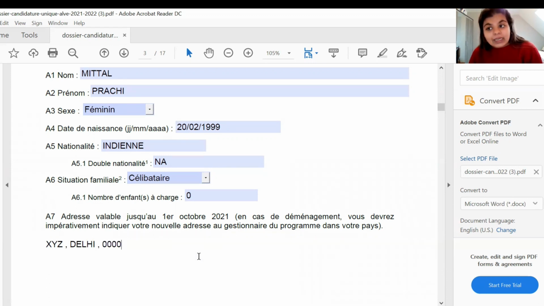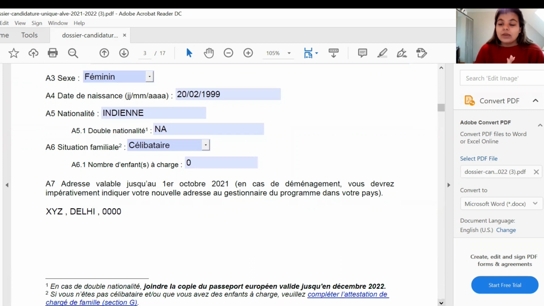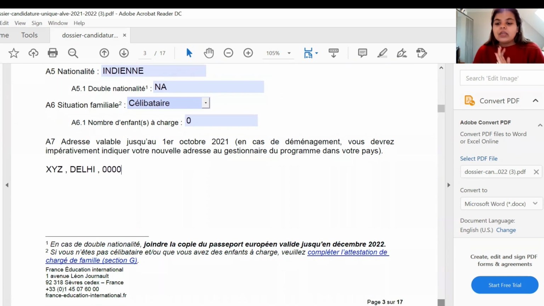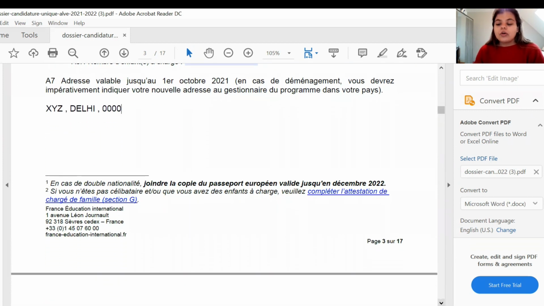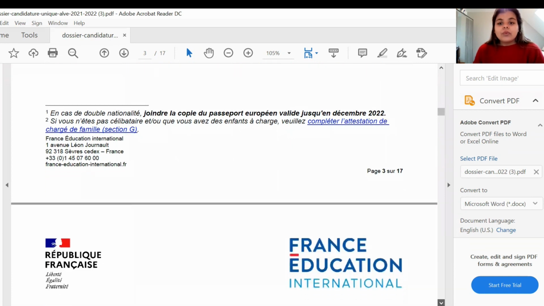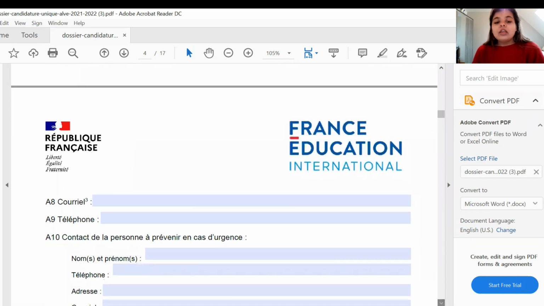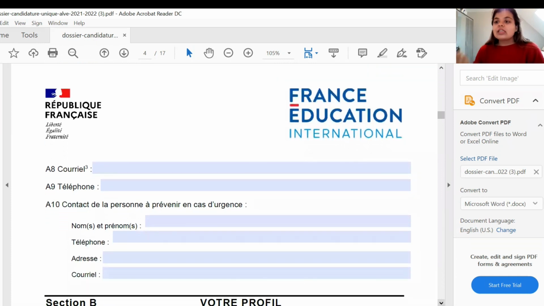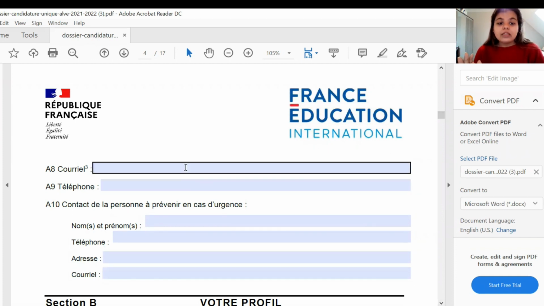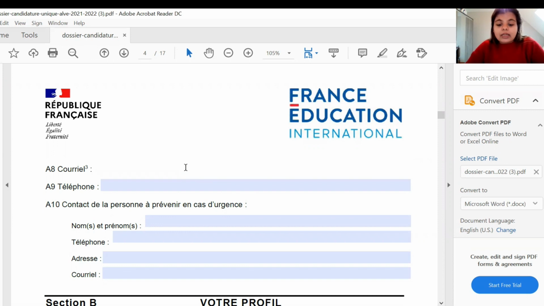So you write your complete address, and in case you are thinking to shift your house in the next year, then you mention that as well. Please guys, please be very careful while filling this form. Otherwise, it's not going to harm you, but later on he's going to message you asking for the same information and the proof. So it's better you do the right thing at the right place the first time. Then it's your email ID.